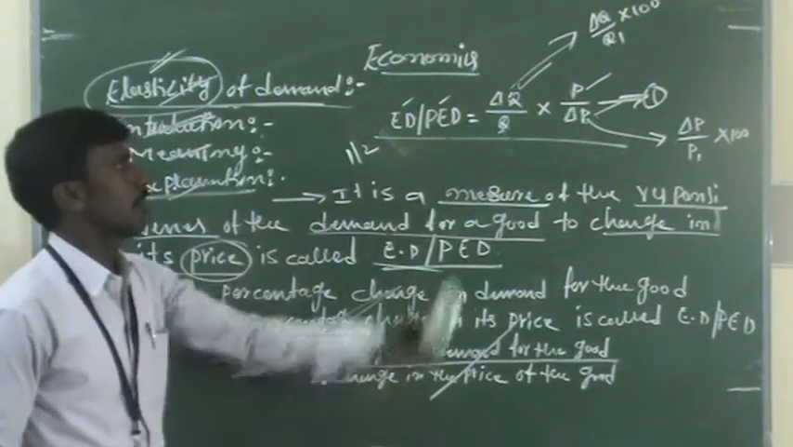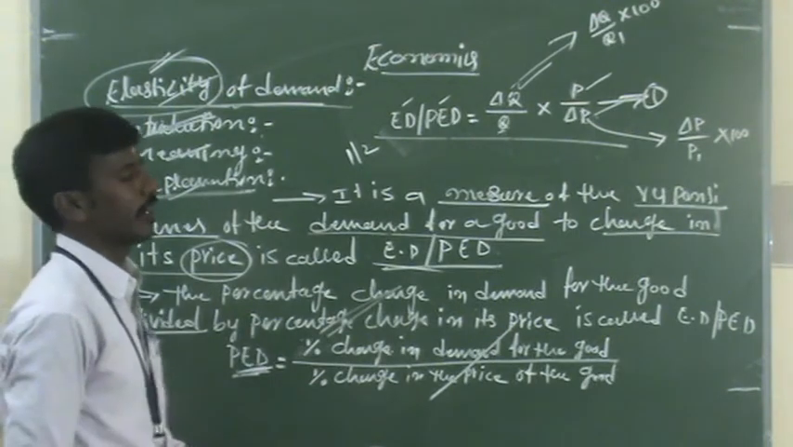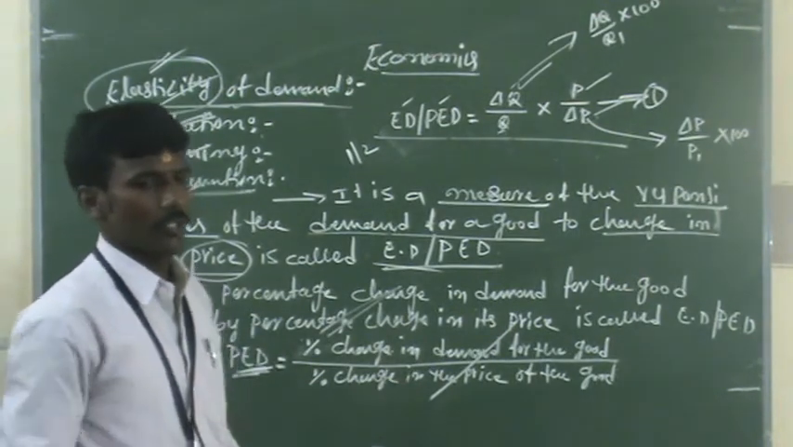Write again the formula, the same: delta Q by Q into P by delta P. So you have to write it. So you will get 2 marks.